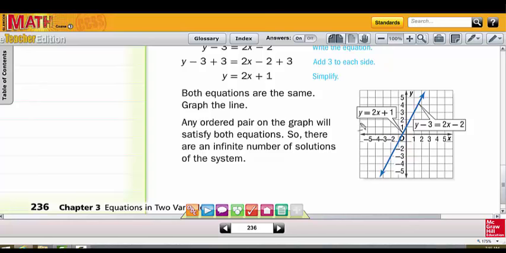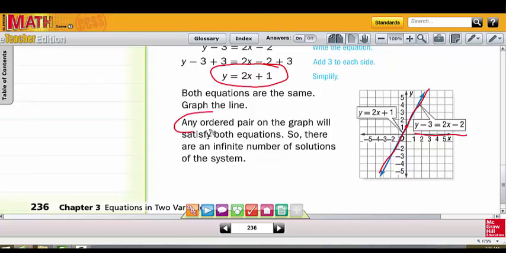So if we graph y equals 2x plus 1, we put a point at 1, and we have a slope of up 2 over 1, and we draw our line. Then if we graph this line here, we just turned this equation into slope-intercept form of y equals 2x plus 1. It is the same line.